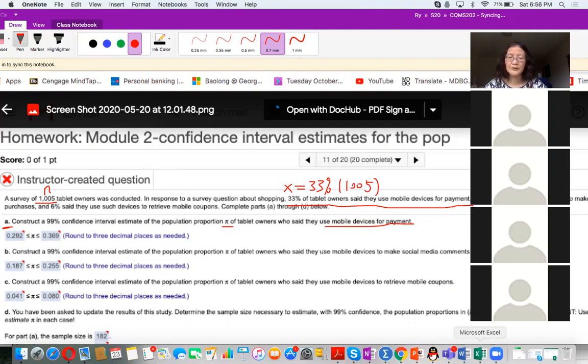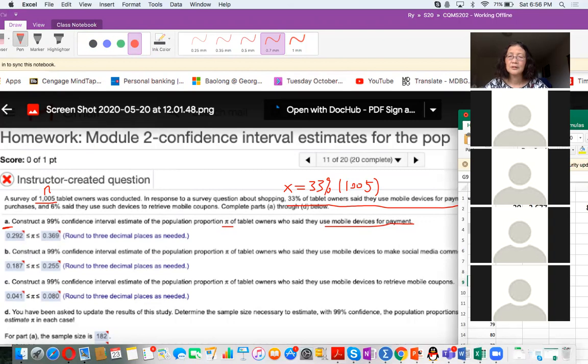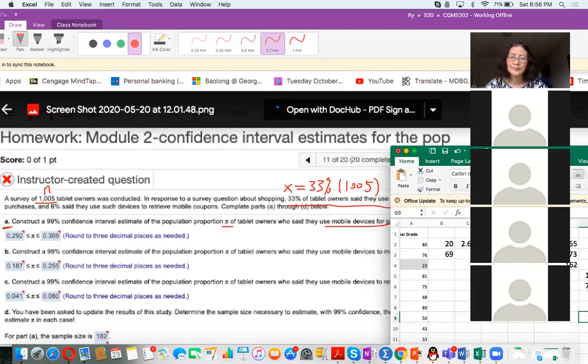So I'm going to use Excel and I have this space here. So equal 33%, 0.33 multiplied by 1005, 331.7. Remember this is a sample size problem. You always round up, so 332.